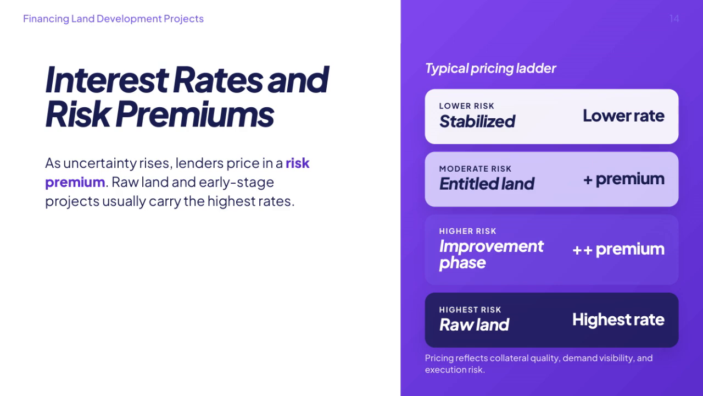At the bottom, when a project is stabilized, interest rates are lower, reflecting lower risk. Moving up, entitled land, which has gone through some approvals, carries a moderate risk and thus a higher rate with a modest premium. Further up, during the improvement phase, the risk increases again, leading to an even higher premium. At the top, raw land represents the highest risk and commands the highest interest rates.